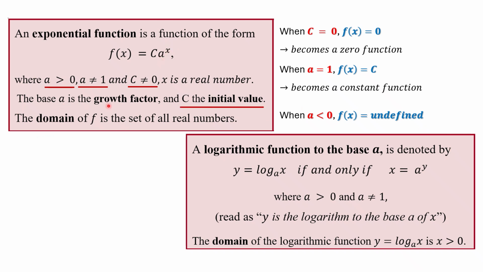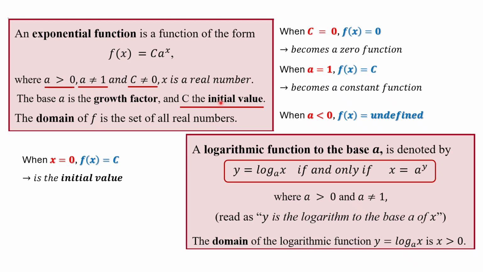The base a is a growth factor, and c is the initial value. We get the initial value by putting 0 in x, so f of x is equal to c. So that is why c is called the initial value.